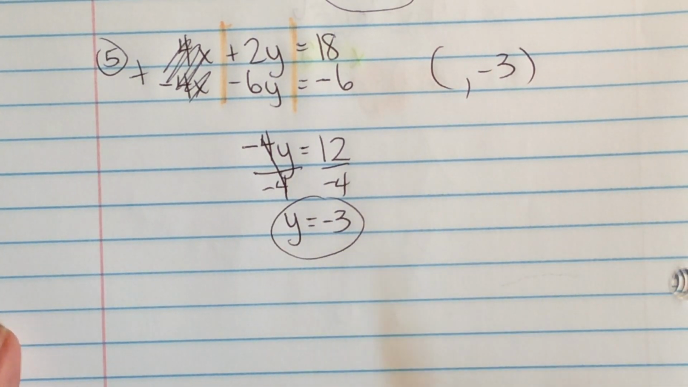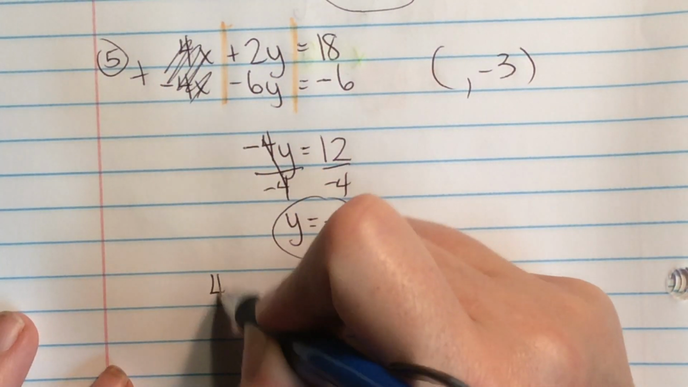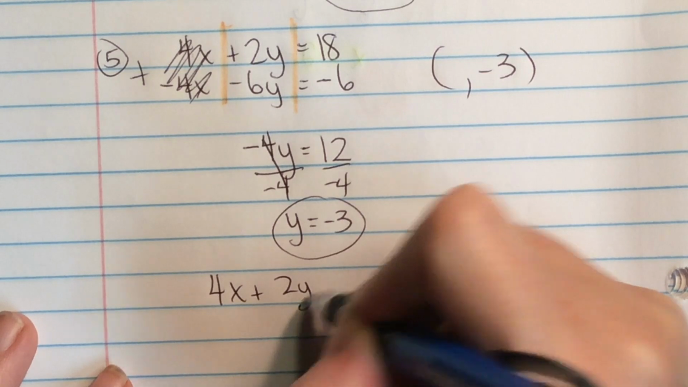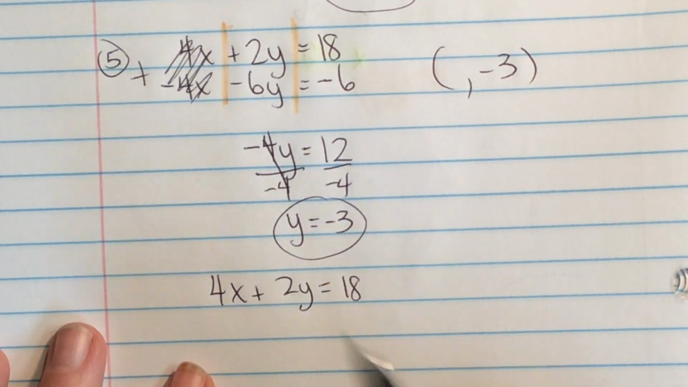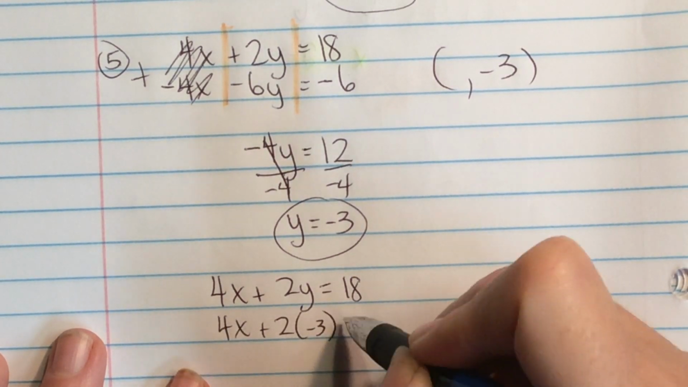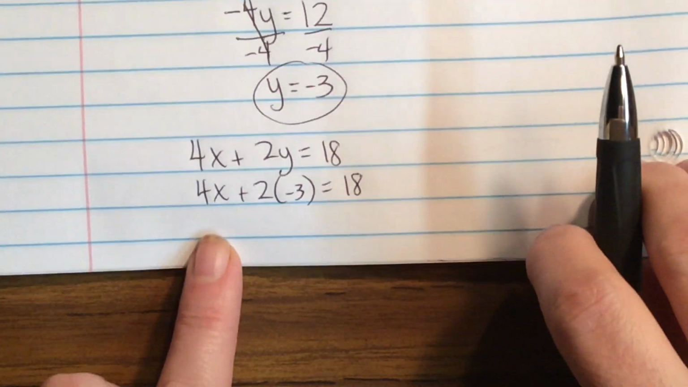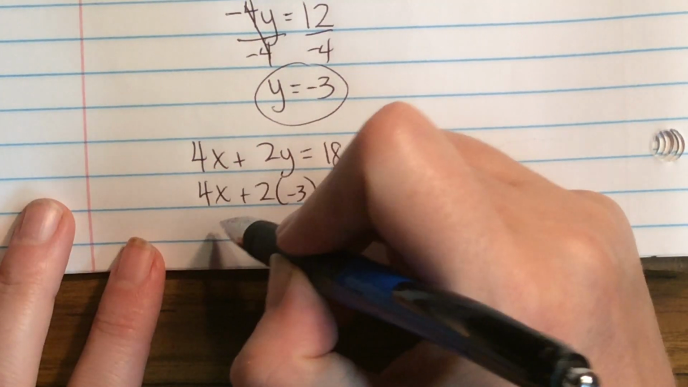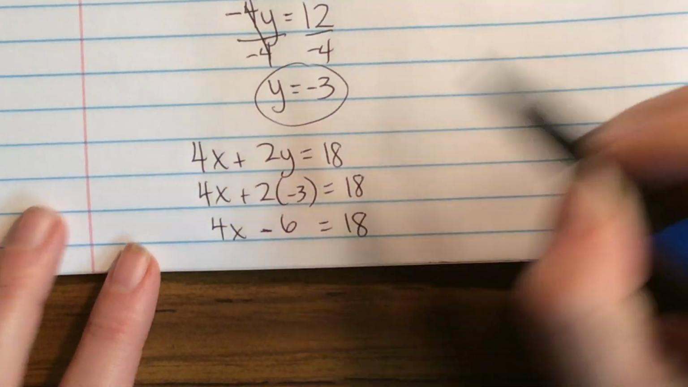So far, so good. I'm going to look, and it looks like the top equation was the easier one. So I'm going to use that one. So instead of writing a y, I'm going to put a negative 3. Well, 2 times negative 3 is negative 6. So I get 4x minus 6 equals 18.